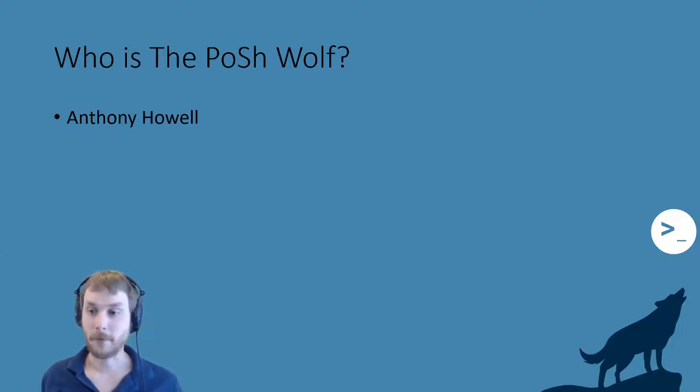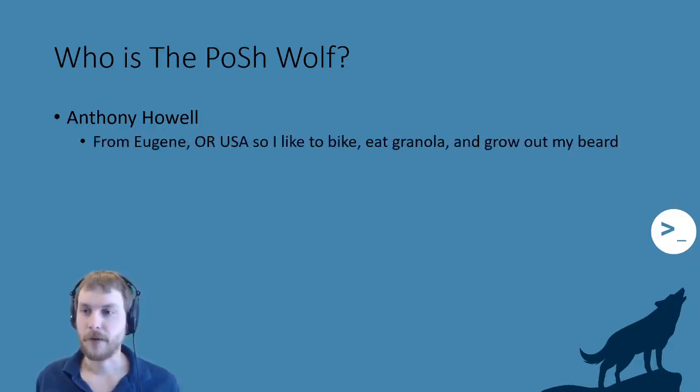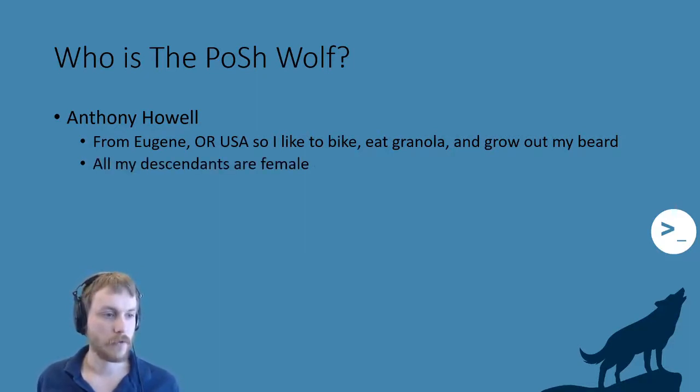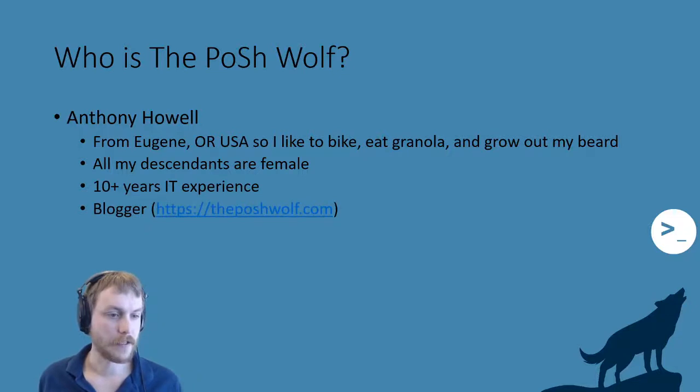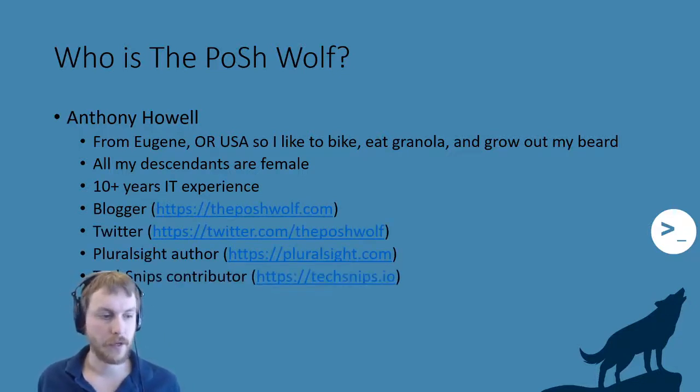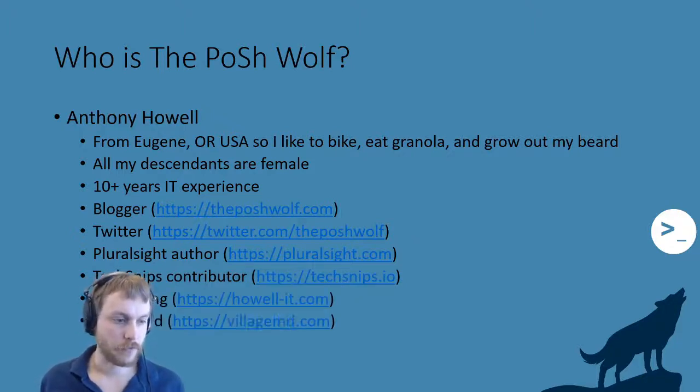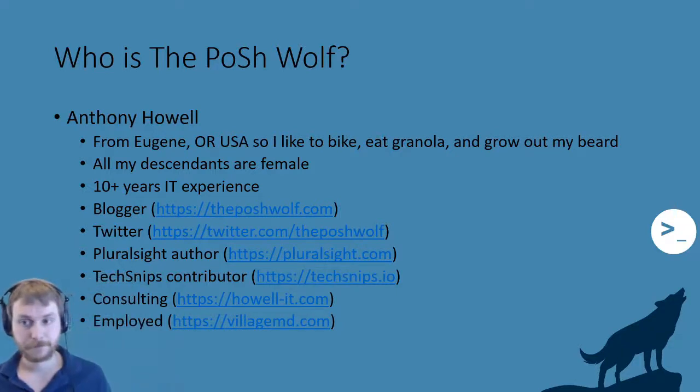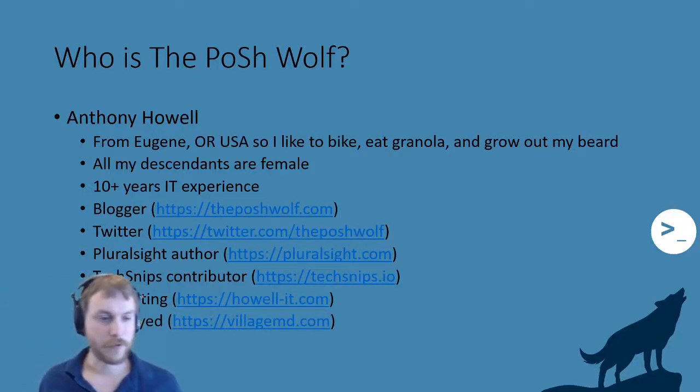So first off, I am the Posh Wolf. If you meet me on the street, I go by Anthony instead of the Posh Wolf, oddly enough. And here are some fun facts about myself. I am from Eugene, Oregon. I like to do some very Eugene-y things. All my descendants are female, been in IT for a long time. I blog, I tweet, I do a course or two on Pluralsight. I contribute to Tech Snips, I consult, and I also am employed full-time. And you notice my head's also in the way, so if I move it to the side, there you go. For these slides, I'm putting my head on the left-hand side instead of the right-hand side because I got this nice wolf over in the corner.